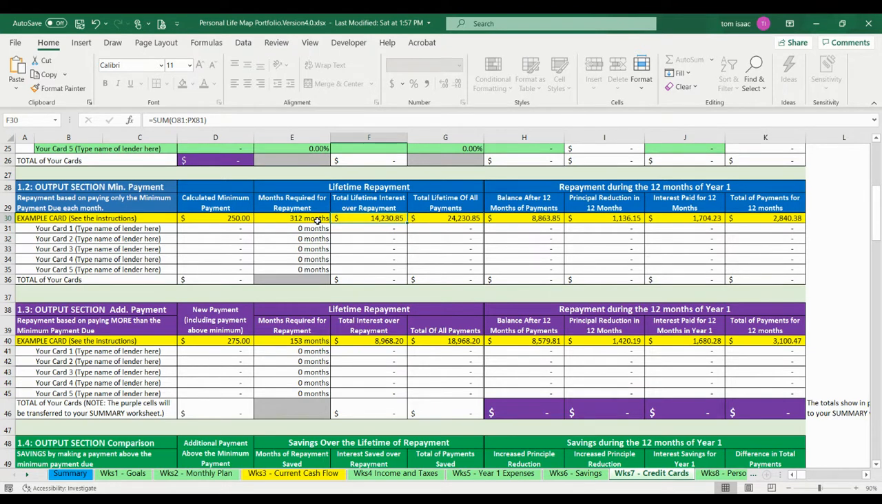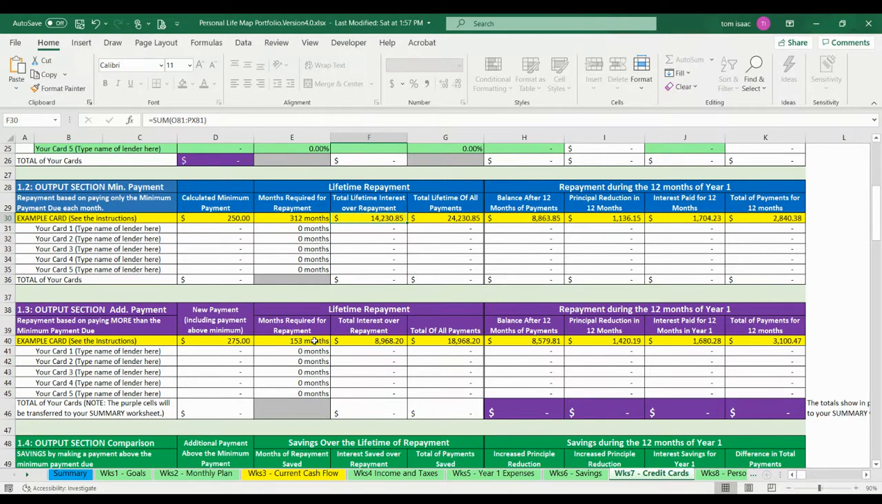312-month loan. But if I pay a little bit more, instead of a $250 monthly payment, I pay a $275 monthly payment, the total interest that I pay over the life of the loan is now only $8,968. And instead of taking me 312 months to repay, I'm only taking 153 months. So by just adding an additional $25 to my credit card payment, I cut the term from 312 months down to 153 months. That's cutting the term in more than half.